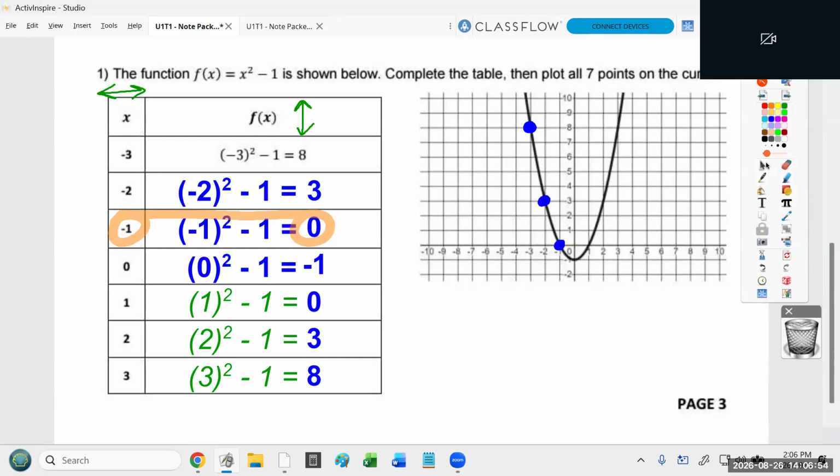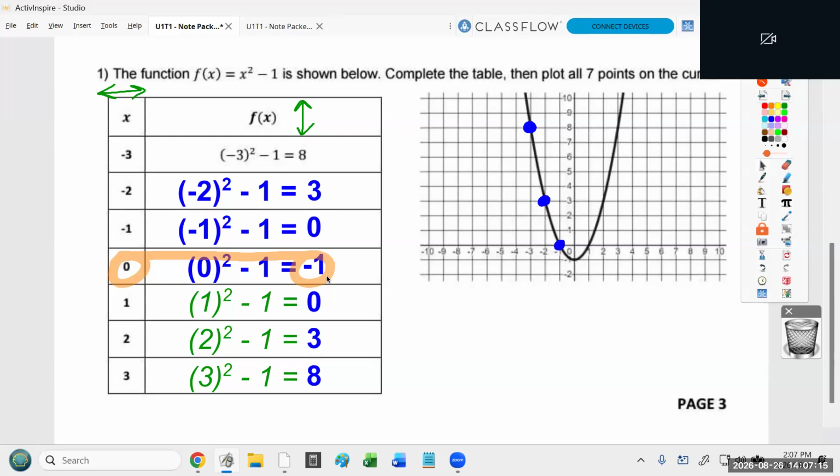Now the next one takes the exact same numbers, but flips them. Now instead of -1, 0, it's 0, -1. That's a completely different point. That's another thing that a lot of students mess up. They don't really appreciate that -1, 0 is completely different than 0, -1.